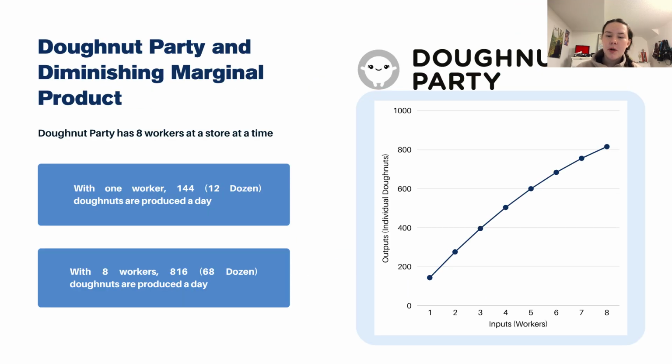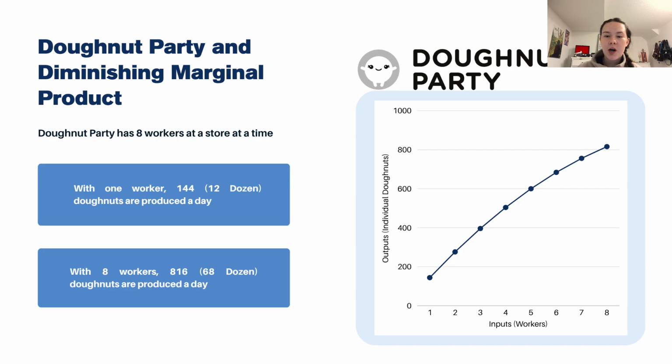Donut Party is a local Edmonton company that sells donuts. When each store has 8 workers working at a time, 816 donuts, or 68 dozen donuts, will be baked from 9 a.m. to 6 p.m. on a Sunday. This graph shows how many donuts each worker, from 1 through 8 workers, gets made every Sunday.